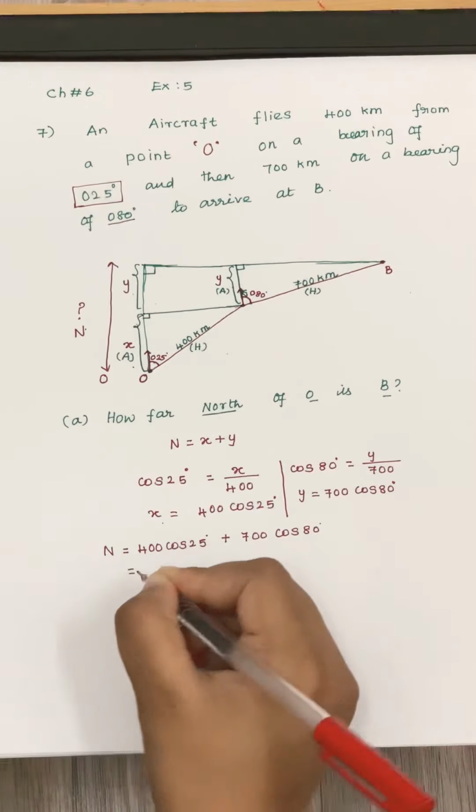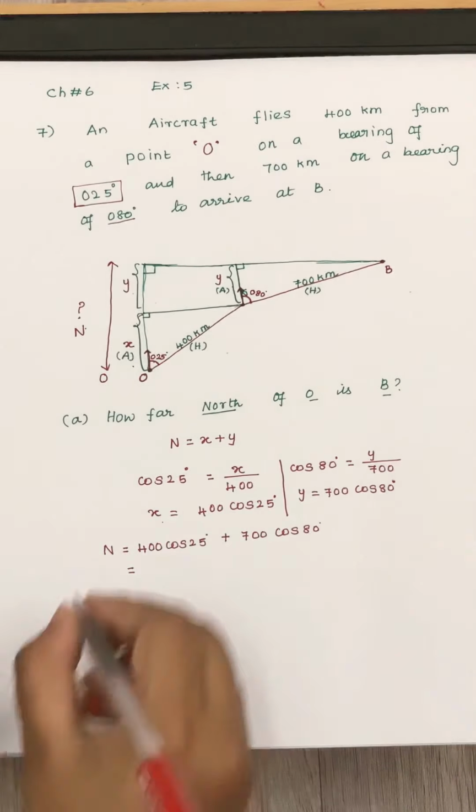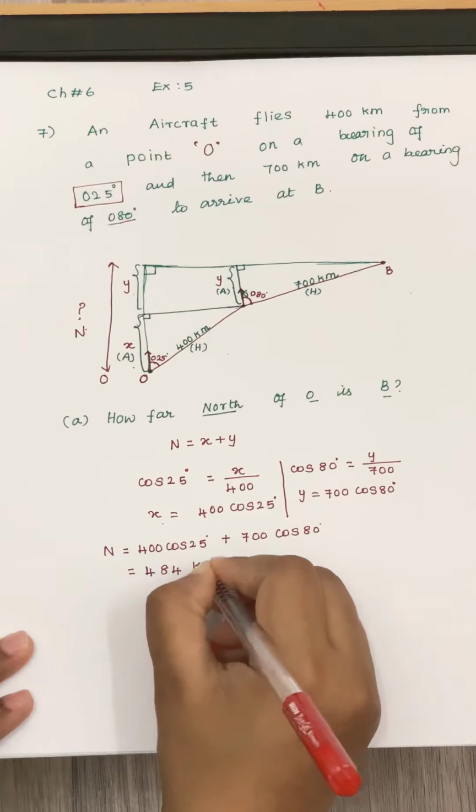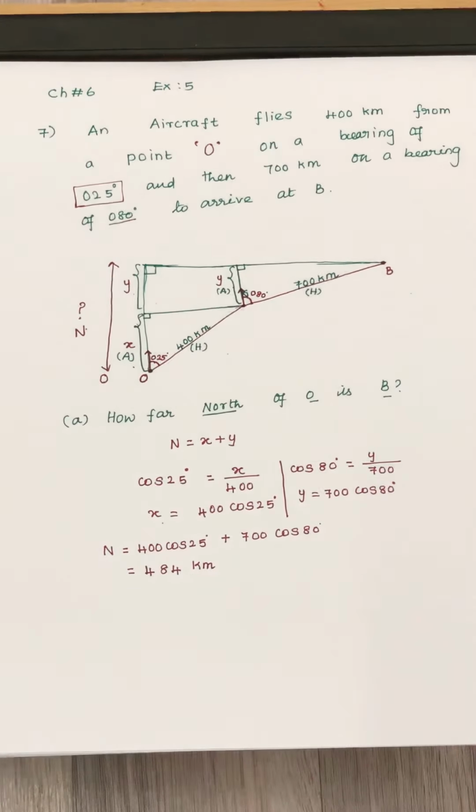Use your calculator and you will get your answer: 484. We will get some decimal, but I rounded up the answer. Okay. So part A, how far north of OSB? I found 484 kilometers. Okay, so now part B.